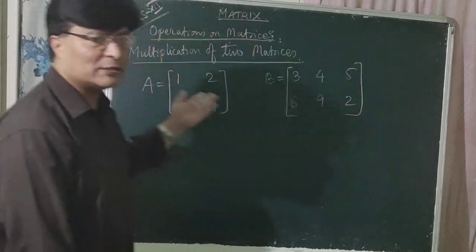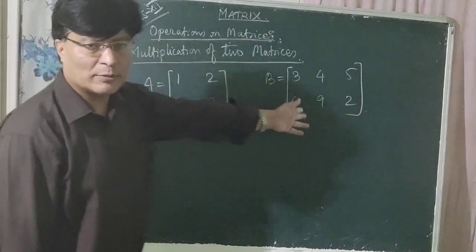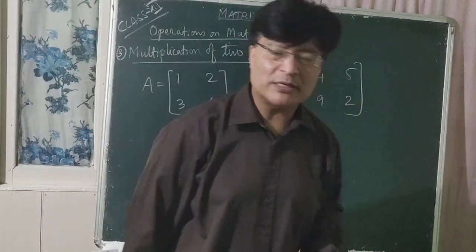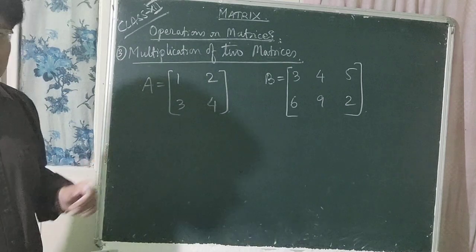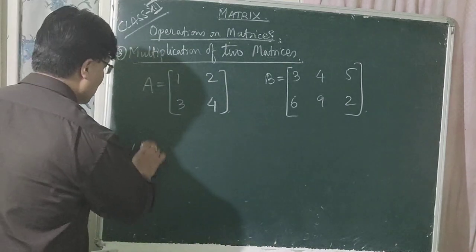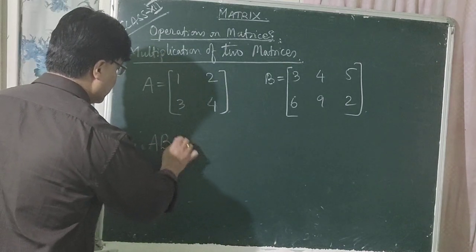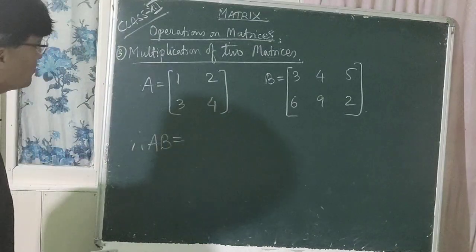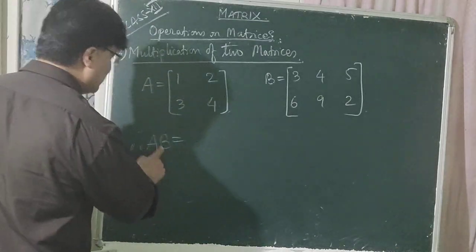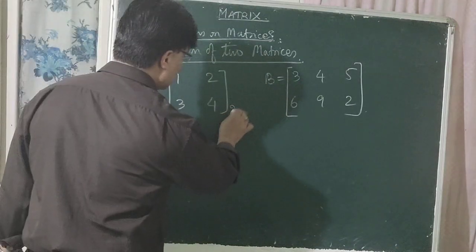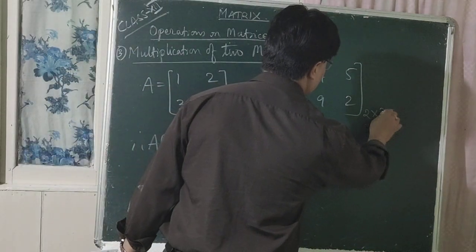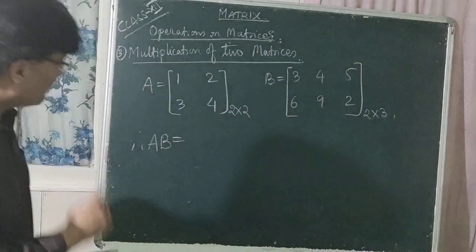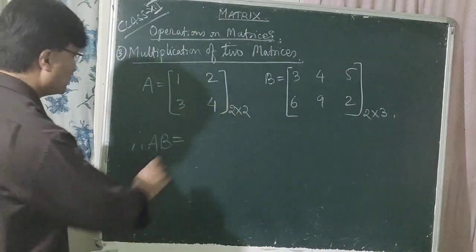2 was the answer. That means the number of columns of A is equal to the number of rows of B. That is, matrix multiplication AB is possible. Is it clear now? So you can find out the AB matrix. So let us find it. Okay. So this is your 2 cross 2 matrix. This is your 2 cross 3 matrix. Right. So let us find out the matrix AB.